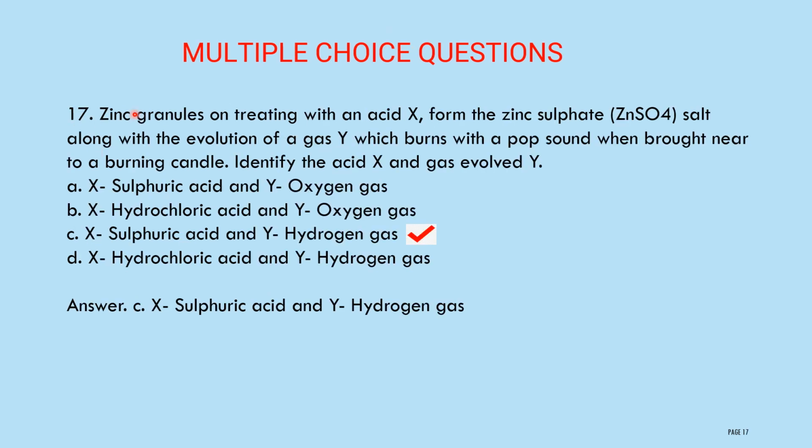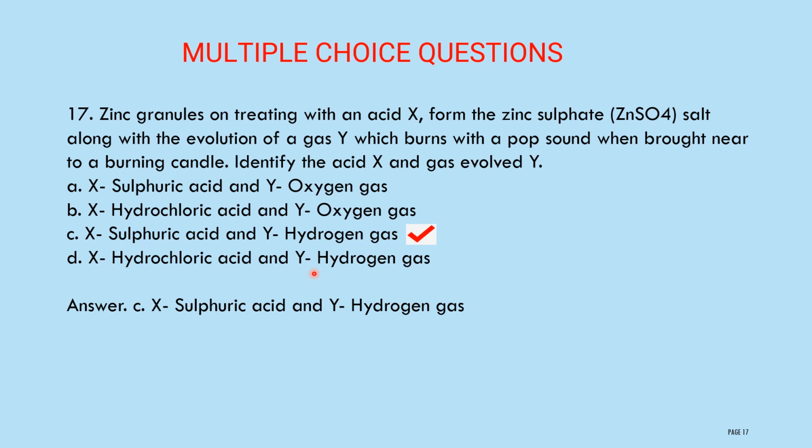Question number 17. Zinc granules on treating with an acid X form the zinc sulfate, ZnSO4, salt along with the evolution of a gas Y, which burns with a pop sound when brought near a burning candle. Identify the acid X and gas evolved Y. First option, X is sulfuric acid and Y is oxygen gas. Option B, X is hydrochloric acid and Y is oxygen gas. Option C, X is sulfuric acid and Y is hydrogen gas. Option D, X is hydrochloric acid and Y is hydrogen gas.